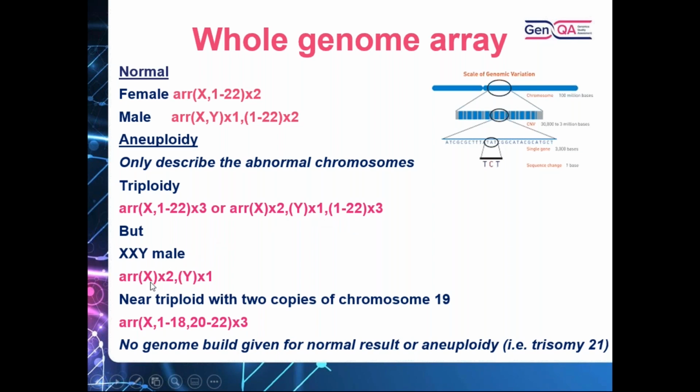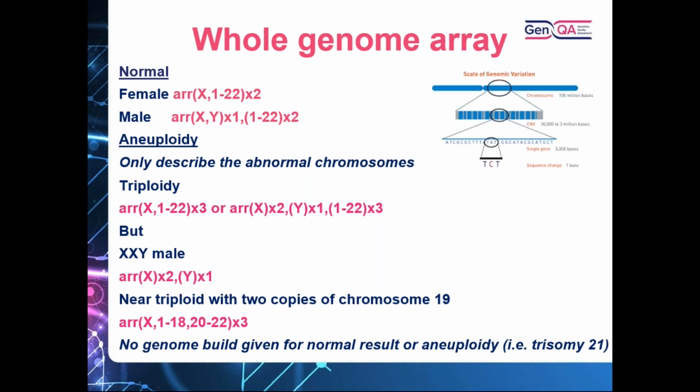If you have an XXY, you would write it like this. If you had a near triploidy, obviously you don't know the chromosome number, but it would be 68, not 69, and you've got 3 copies of everything, but only 2 copies of 19 on the array, then you're describing all the chromosomes except for 19 because that's normal, and you only describe the abnormals.